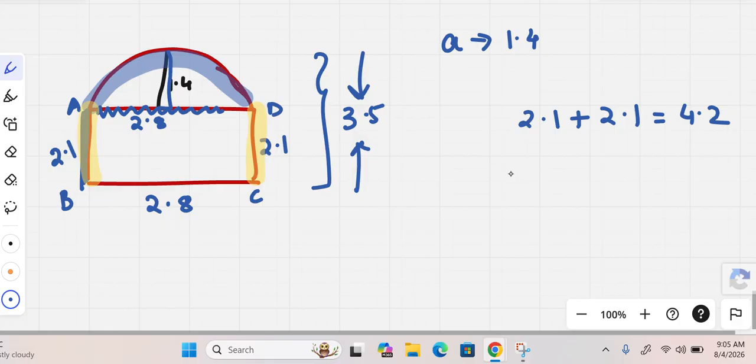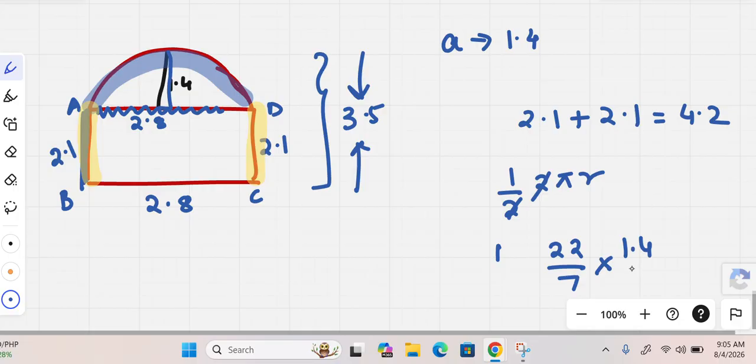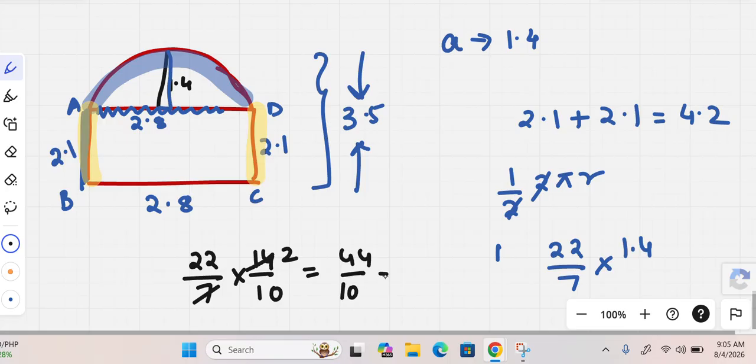Semicircular area, that means half of the circumference, half into 2 pi r. So half and half gets cut. 22 by 7 into 1.4. Am I correct, kids? So what did I tell? If any kids have problem with decimals, you will write it as 14 by 10. So this will get cut, you will get 44 by 10, which will make it 4.4.